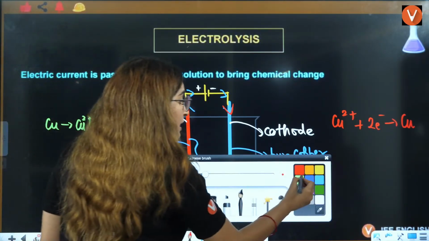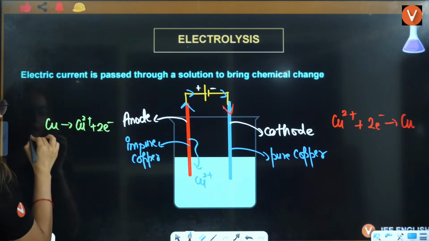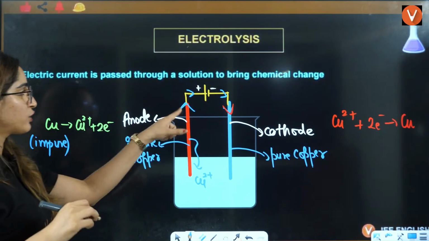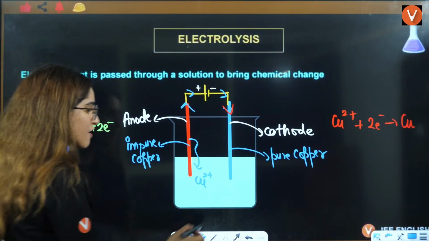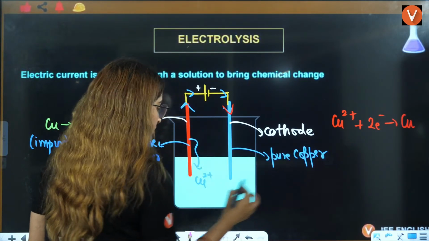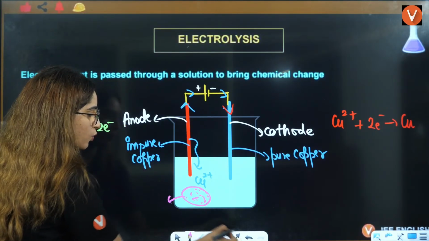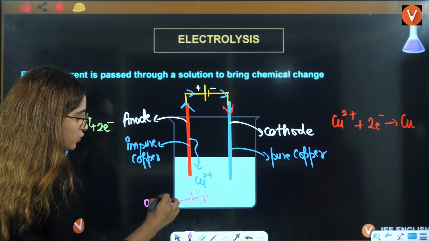That means in this particular anode, which is your impure copper, electrons are moving here. This is your copper 2 positive, and the impurities will be deposited here as anode mud. Okay, they will be deposited here as anode mud.